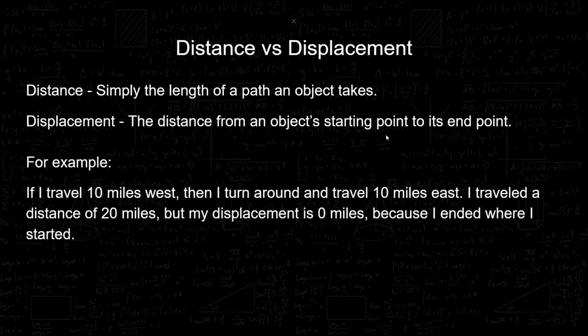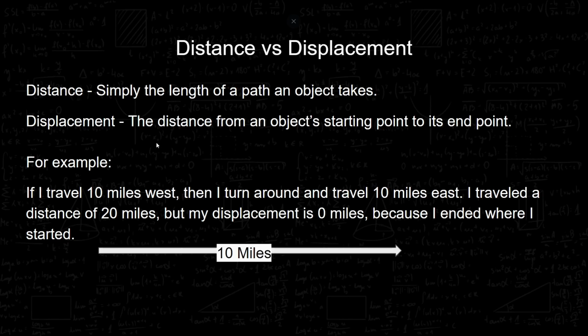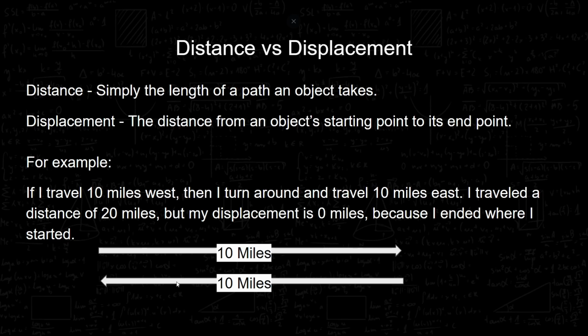So what do I mean by the difference? If I travel 10 miles west, turn around and travel 10 miles east, you can say the distance I traveled was 20 miles, because I went 10 miles in one direction and 10 miles in the other direction. So that's my total length of travel. Whereas my displacement, since I'm ending at the same spot that I started, would be 0.